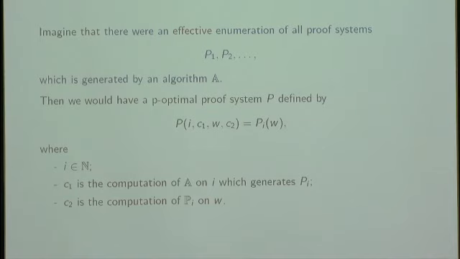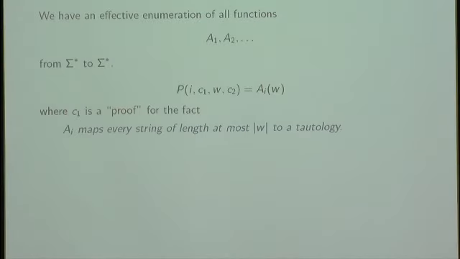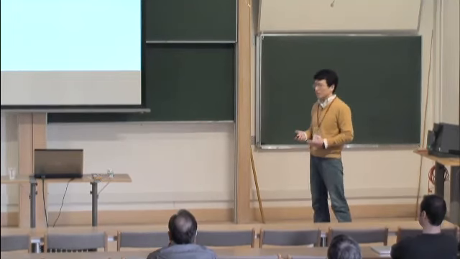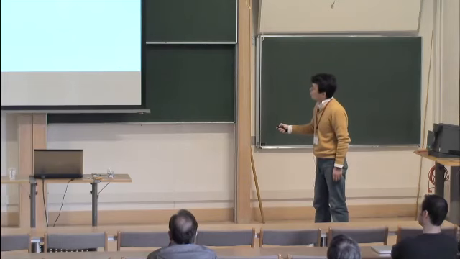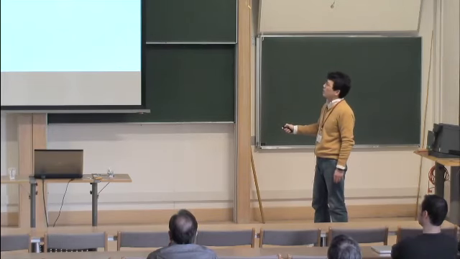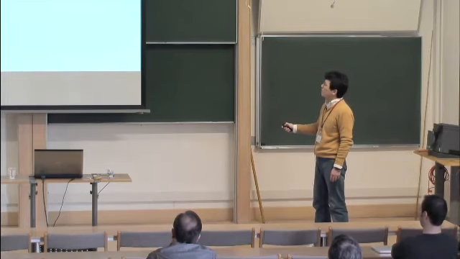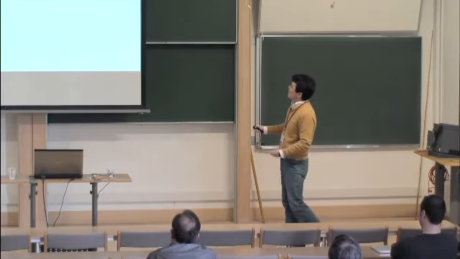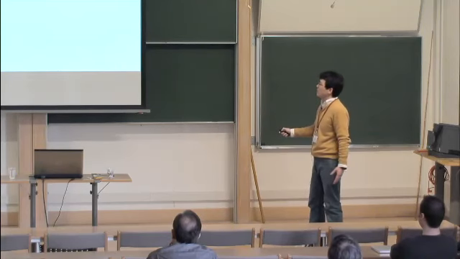But of course, this is not correct, because there is no way you can generate all proof systems. It's undecidable whether a function is a proof system. So the idea would be to slightly relax this enumeration and add some further conditions to check whether the enumeration gives you a correct answer. Of course, we have an effective enumeration of all computable functions A1, A2, from sigma star to sigma star.